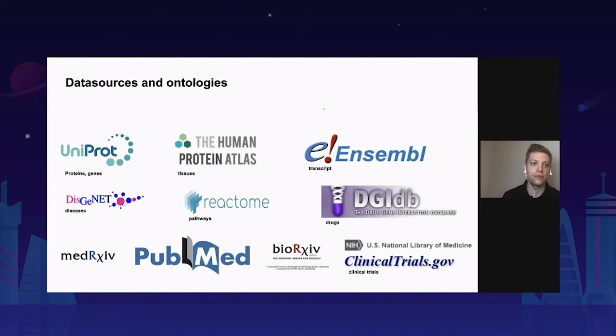Okay, so let's jump into the data sources and ontologies that we used. As you can see here, there are plenty of them, and these are pretty big. One of the biggest is UniProt, where we get proteins and genes from. We have clinical trials. We have Reactome. We have PubMed, quite a huge data source with plenty of medical publications, and many others.